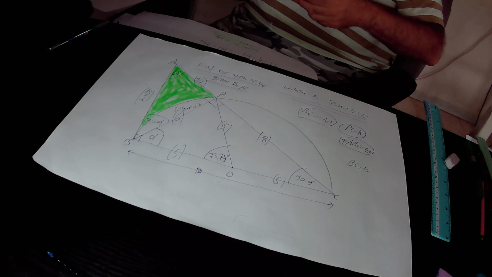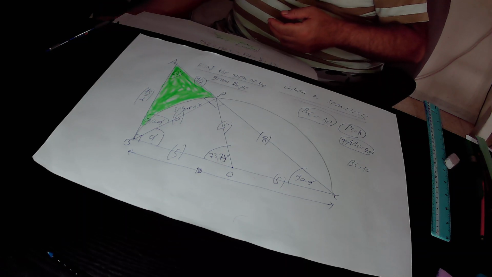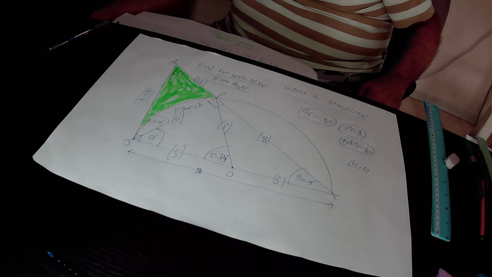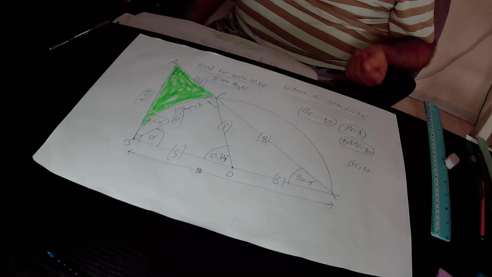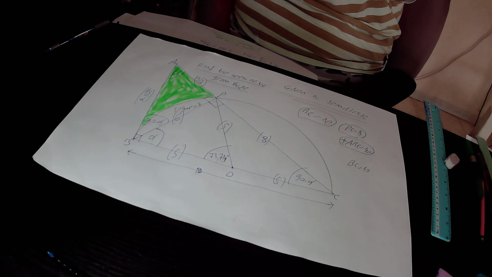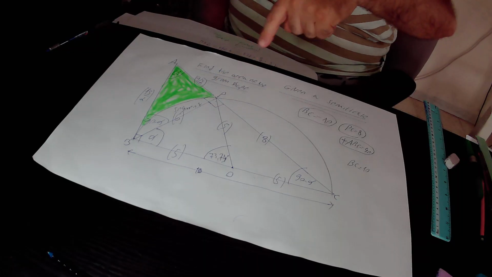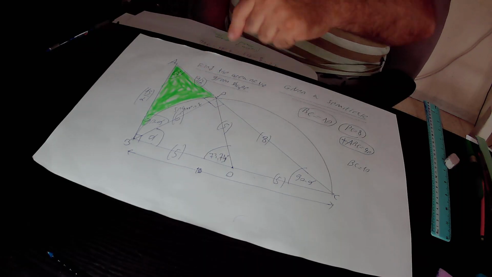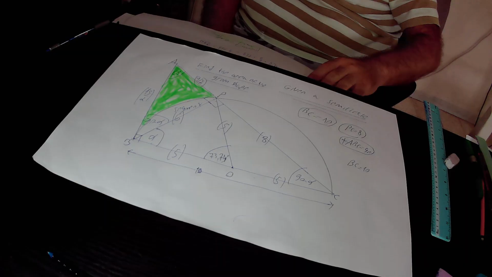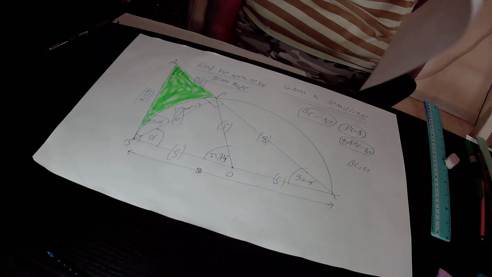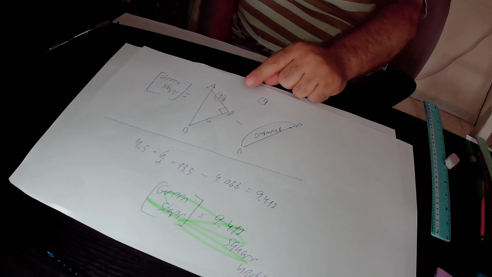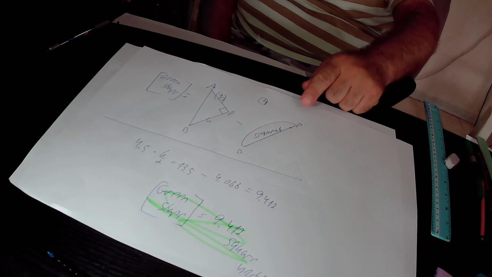Our task is to find out the area of this green shape. Actually, from the diagram, it is very easy to see that the area of this green shape must be equal to the area of the right triangle ABP minus the area of this segment BP. And again, the area of the green shape must be equal to the area of the right triangle APB minus the area of segment BP.